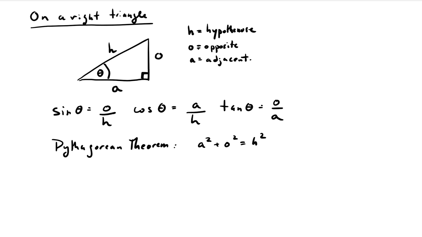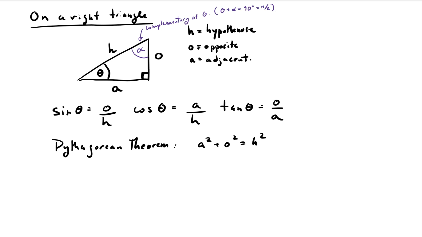But I'd like to add something though. If this is angle alpha here, this is the complementary angle of theta, because alpha and theta are going to add up to 90 degrees, or pi over 2.